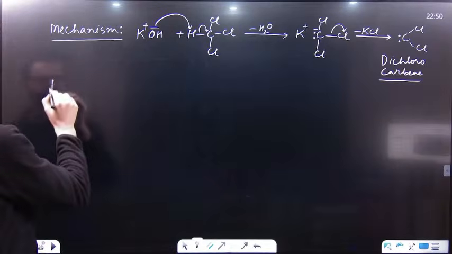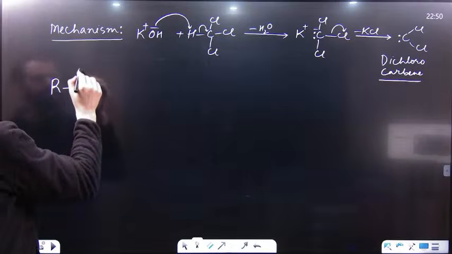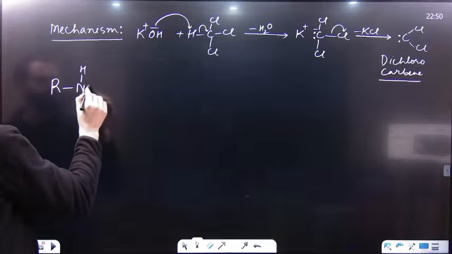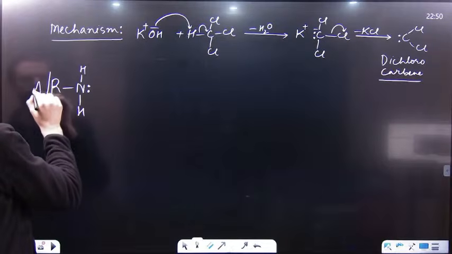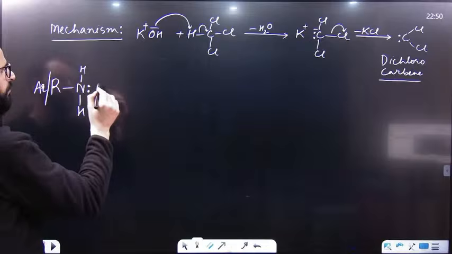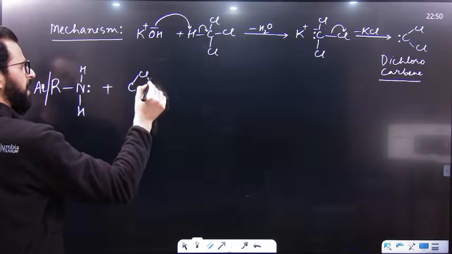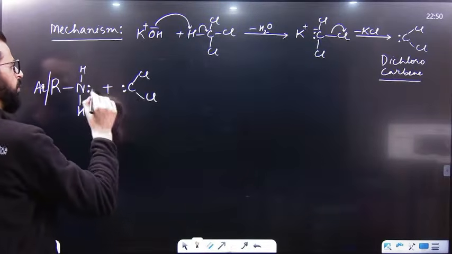Now after that we are having RNH2, primary amine, or we are having aromatic primary amine. Now what will happen? This aliphatic primary amine or aromatic primary amine will donate its lone pair.